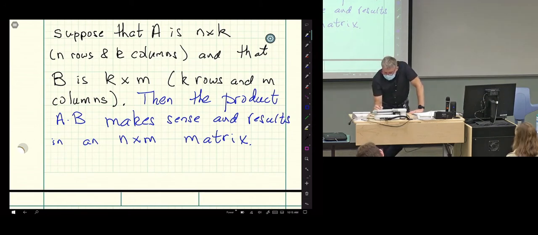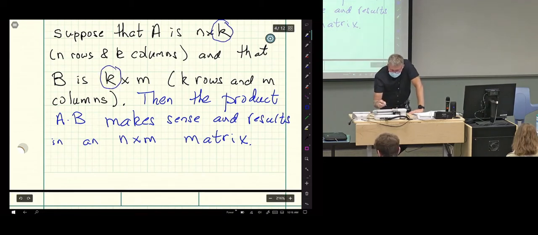Okay, so once again, the key thing here: the number of columns of A has to match the number of rows of B. Number of columns of A has to be the same as the number of rows of B.